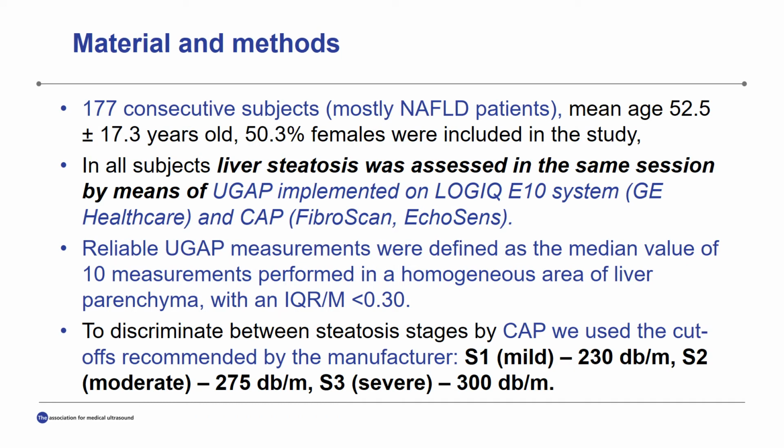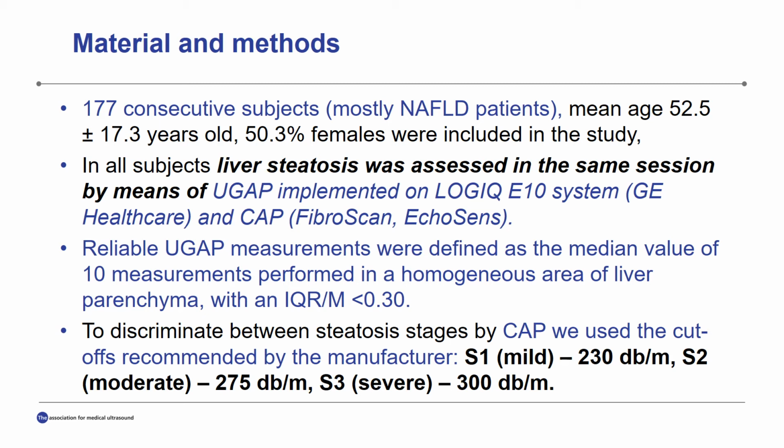Our cohort consists of 177 consecutive subjects, mostly with NAFLD, then steatosis on ultrasound, with half of them being female. And in the same session, we made an evaluation of the liver steatosis using the UGAP from the Logiq E9 system and CAP FibroScan. For reliable UGAP measurement, we use the same criteria as in FibroScan. Then we have 10 measurements in a homogeneous area, and we need to have an IQR per median below 30.